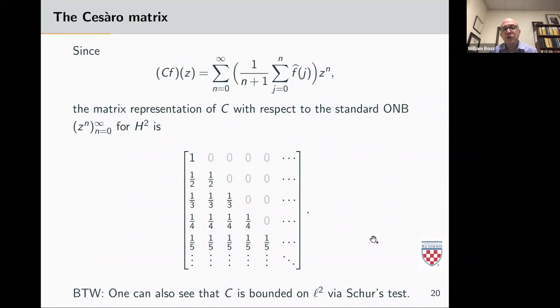By the way, if you know about Schur's test, you can actually fashion a proof of the boundedness of the Cesaro operator via the Cesaro matrix using Schur's test. You still get a norm at most 4.